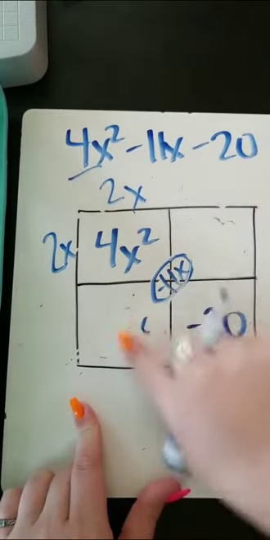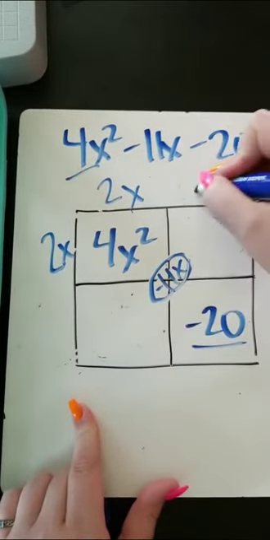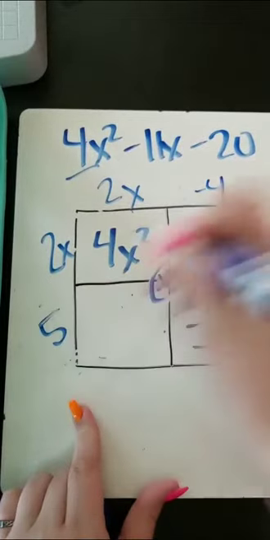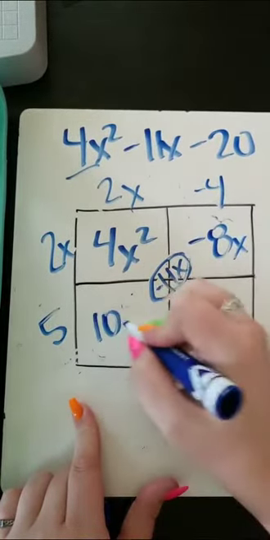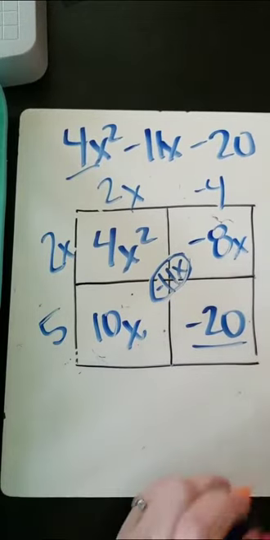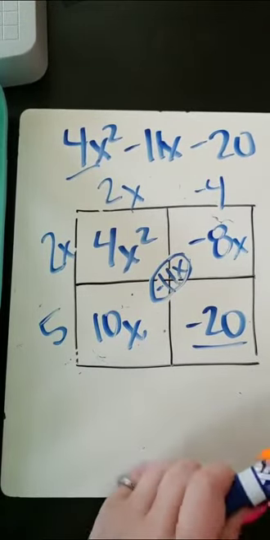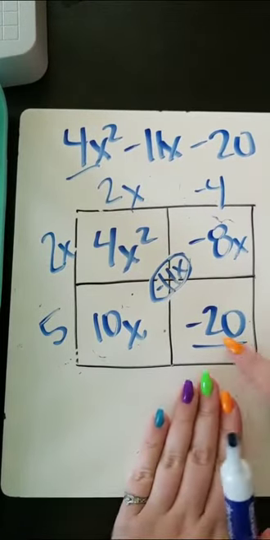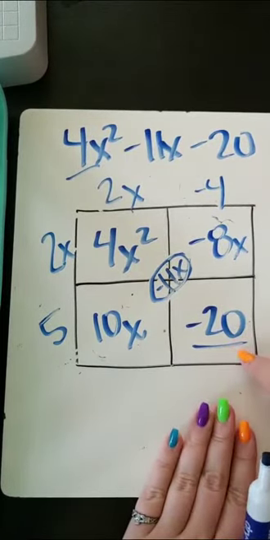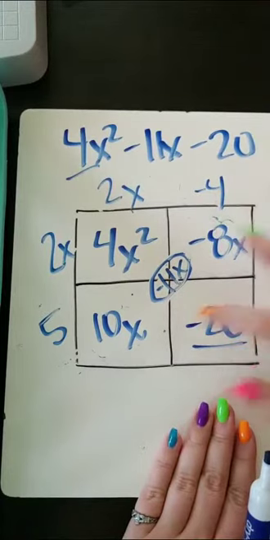So then we're going to do 4 and 5. Negative 4, positive 5, gives me negative 8x and 10x, which is 2x. So it's not going to work. At this point, I have tried every possible combination of negative 20. None of them have worked.